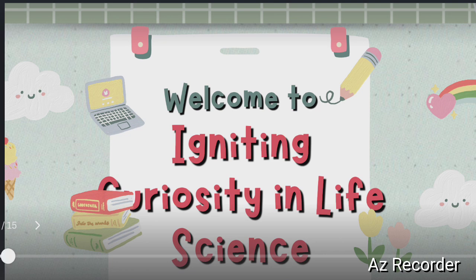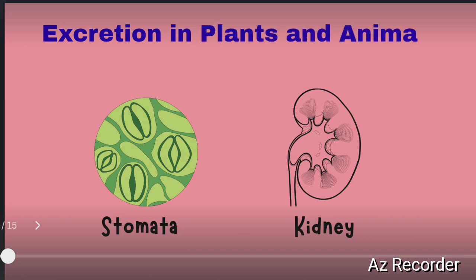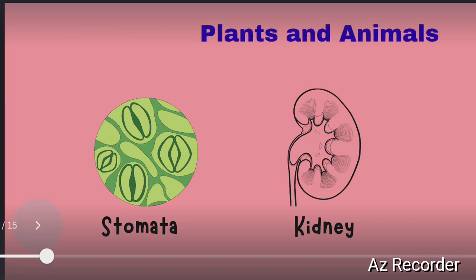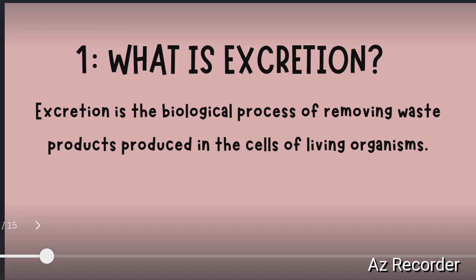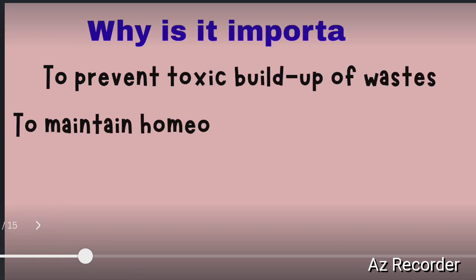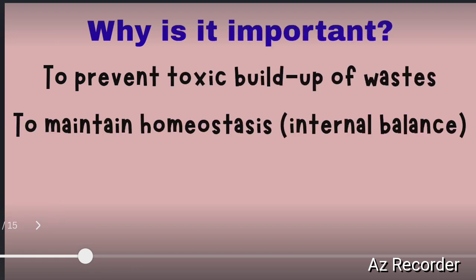So what is excretion? Excretion is the biological process of removing waste products produced in the cells of living organisms. Why is it important? First, to prevent toxic buildup of waste material, and second, to maintain homeostasis. What is homeostasis? To maintain the internal balance of the body. These two are very important points, that's why we need to study excretion.